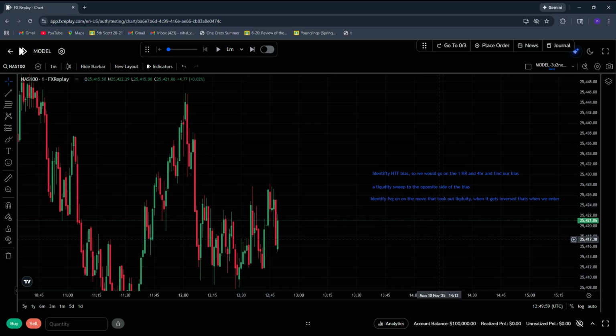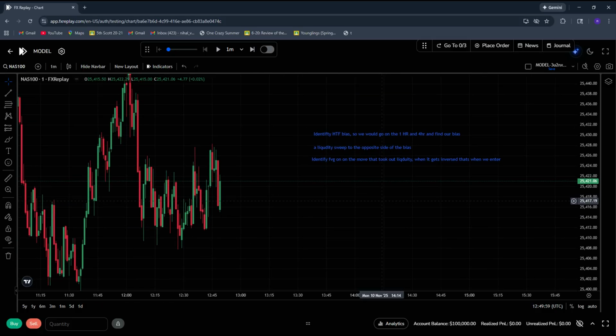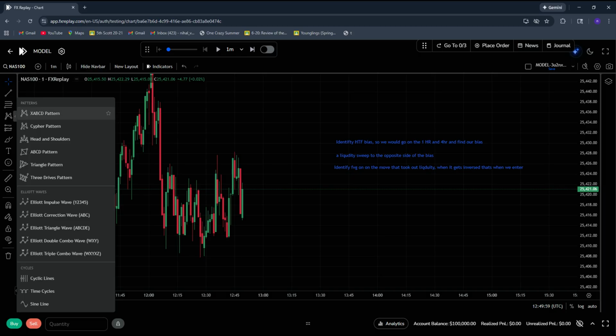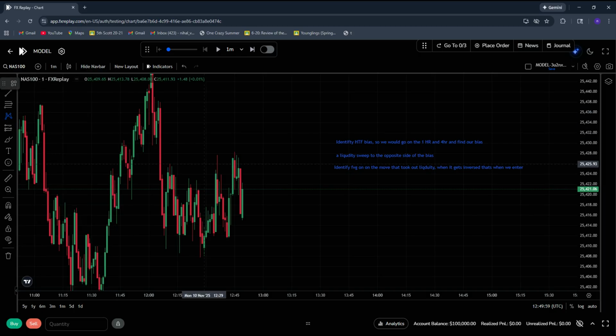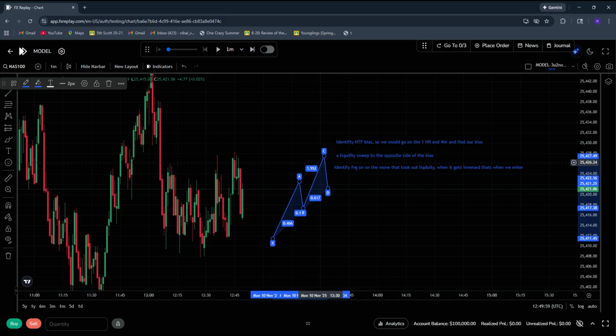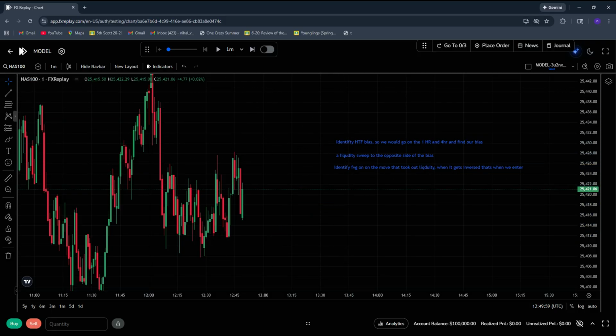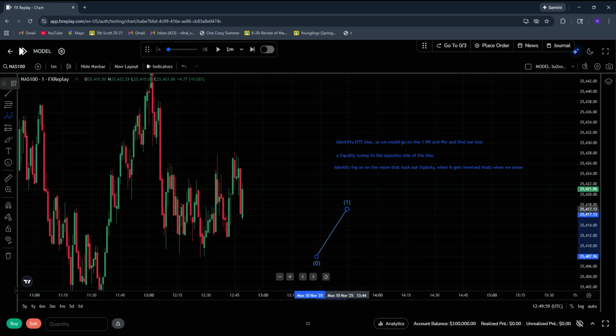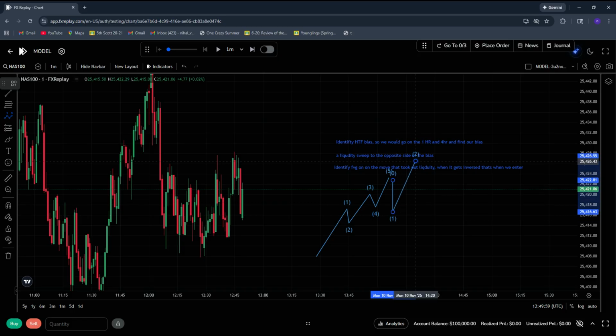After that, we would need a liquidity sweep to the opposite side of the bias. So if price is in an uptrend, then we need to wait for a liquidity sweep to the downside. So we need to wait for this to be swept out before we can keep going up.